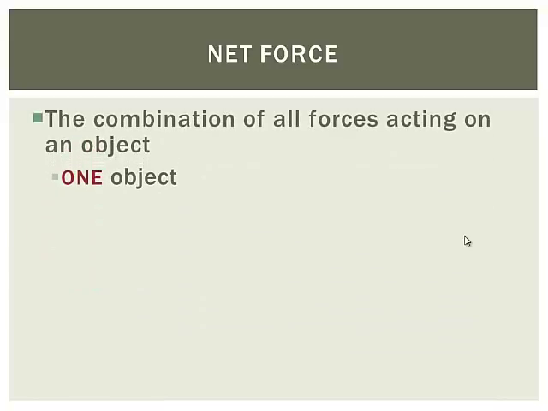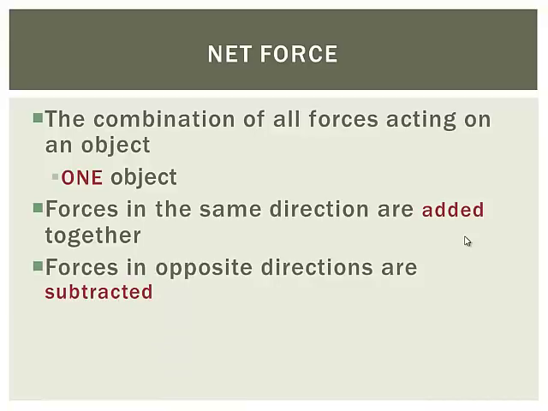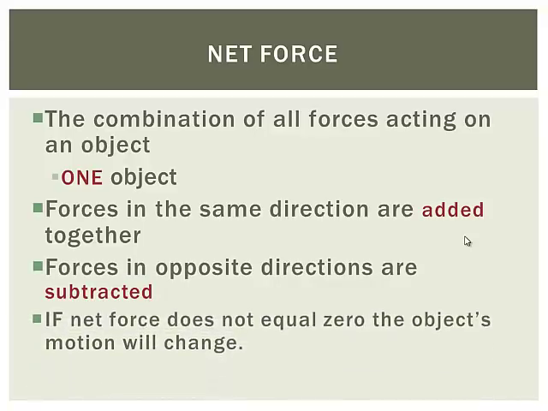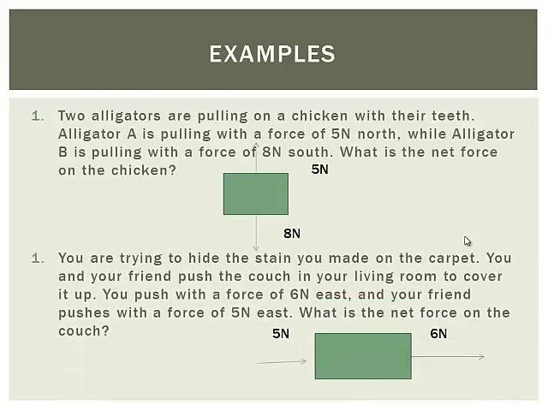The combination of all forces acting on an object is the net force. And the net force is if you're talking about one particular object. Forces that act in the same direction are added together. Forces in opposite directions are subtracted. If the net force does not equal 0, the object's motion will change. So here are some examples.